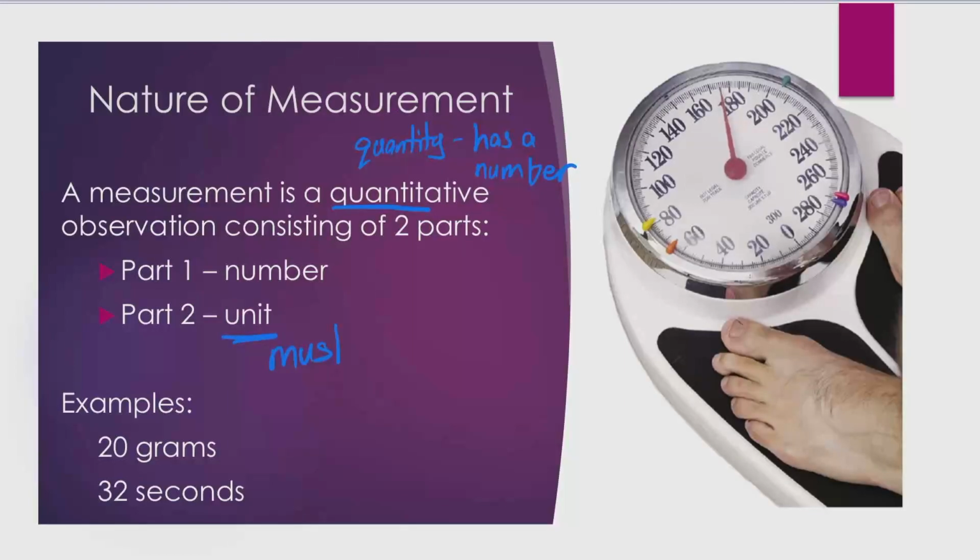Must have a unit. There are an infinite number of units. We're going to learn some of them. We're going to learn some metric units, but like people, chairs, tables, those can all be units. We're going to be learning the metric measurement units. So some examples of measurements: 20 grams, 32 seconds. So we've got a number part, we've got a unit part. The unit part would be the grams and the seconds.